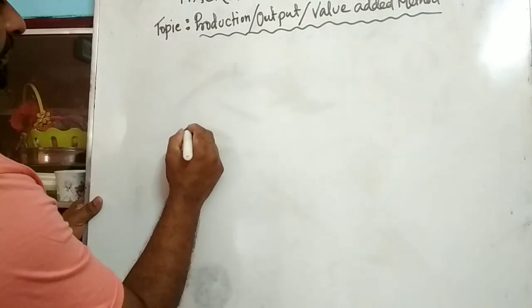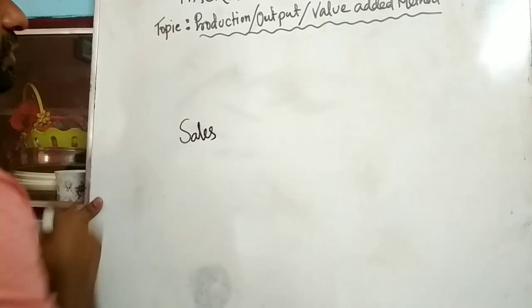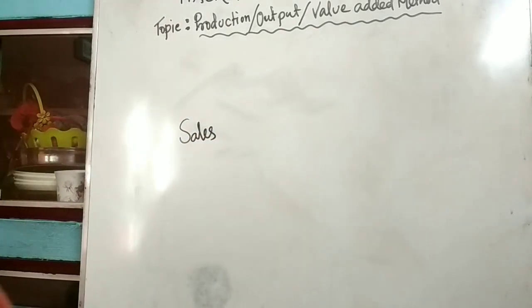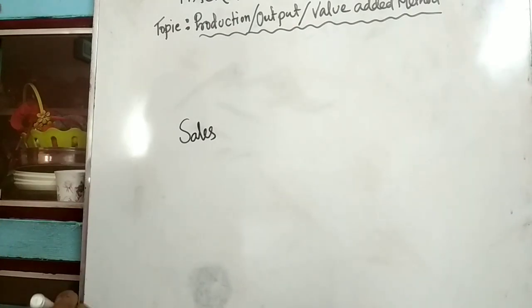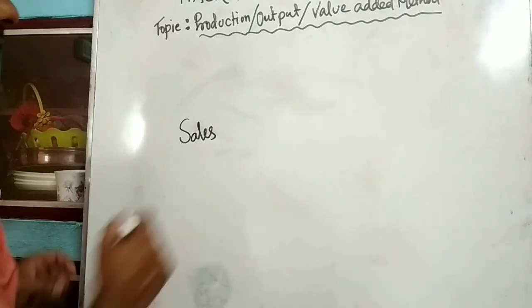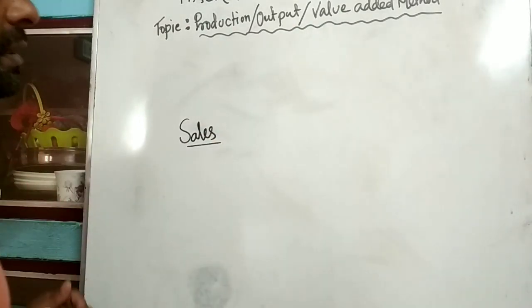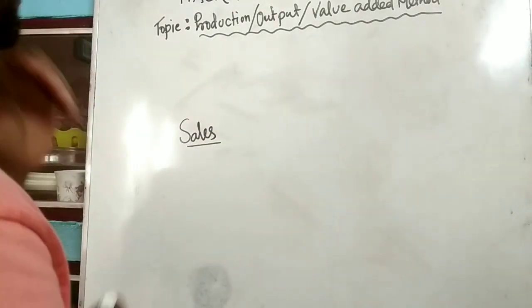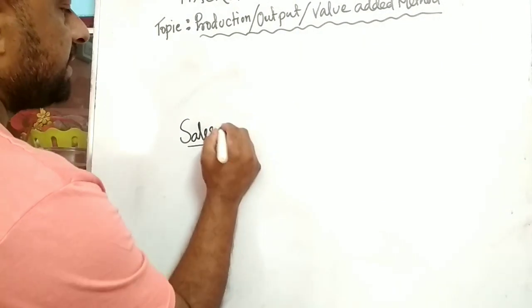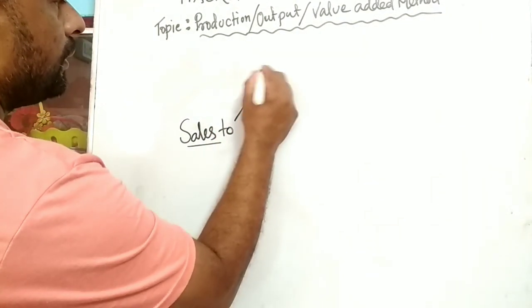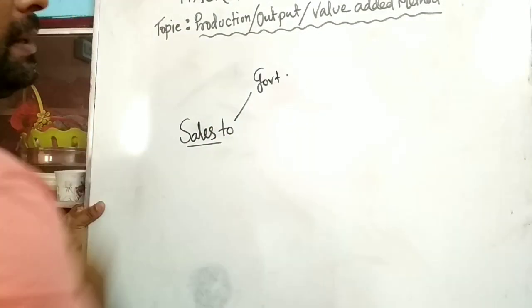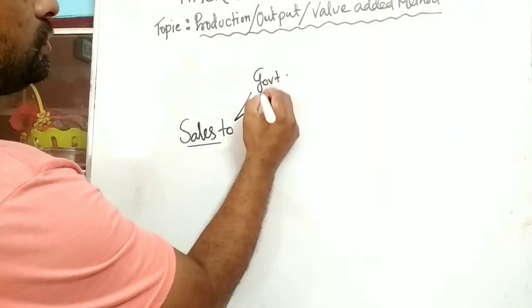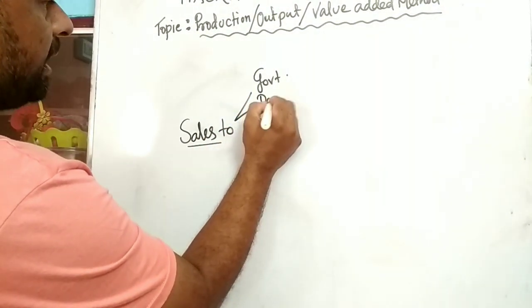First one is sales. It is required to go through numerical questions. In numerical questions, this part is required. Sales means, if sales are directly given in the question, then we have to add it. But sometimes direct sales are not given. Parts of sales are given. What are the parts? Sales to government. It may be given. Sales to domestic market.